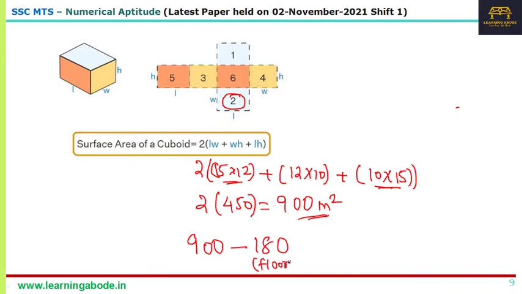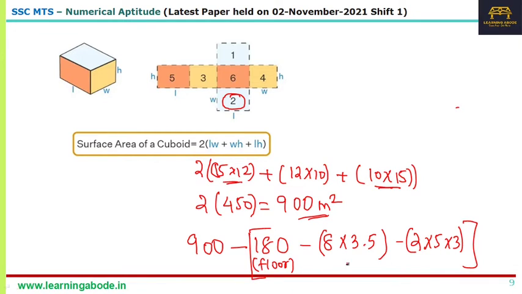And then you have a door, okay. The door size is like 8 into 3.5, okay. So that's like 7 into 4, 28, okay. That's 28, and you're going to leave out 2 windows, okay. So that's 2 into 5 into 3, that's 15, that's 30 together, okay. So 30 and this is 28, so 58, right?